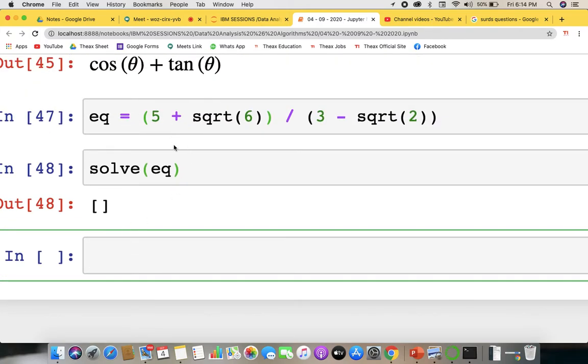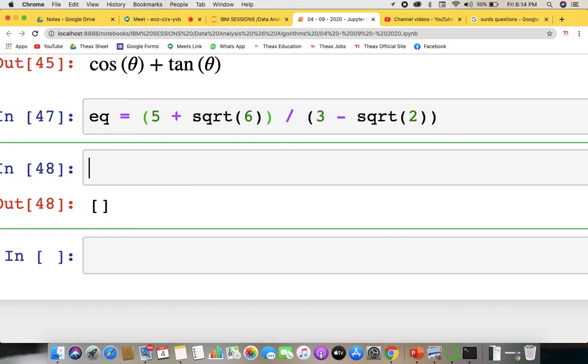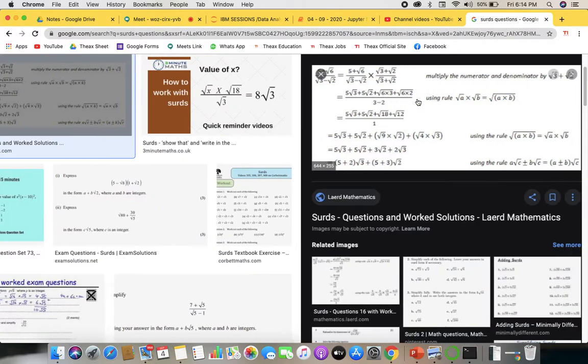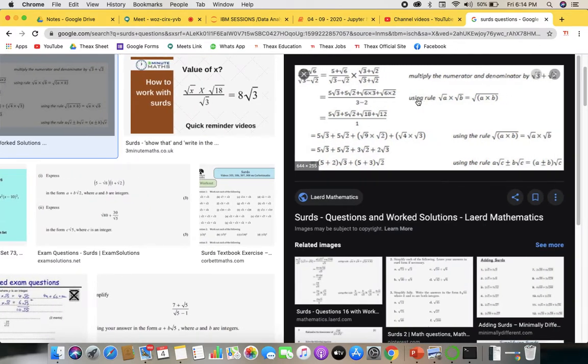Expressions, what is to be found there? Are there any values to be found? Only rationalizing this. Multiply the numerator and denominator. Are there values to be found? No, rationalization is needed. So there is no x and y.